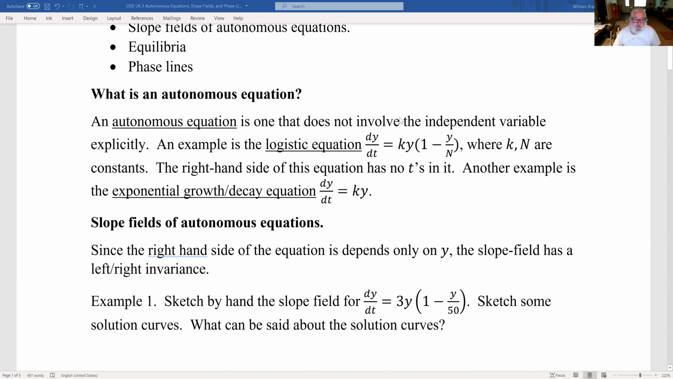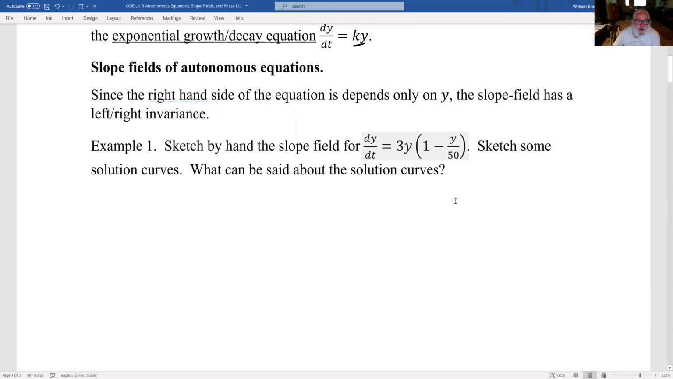First off, an autonomous equation is one that doesn't involve the independent variable, and the independent variable here is t, explicitly. This differential equation is called the logistic equation. There's no t on the right-hand side, it's just y. And this one also has just y. These kinds of equations are separable, right? Because you can move all the y's to the left side, but integrating them can be a pain, and we'll see exactly how in a bit.